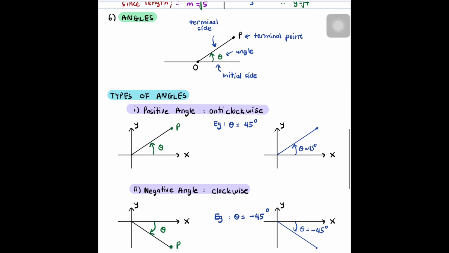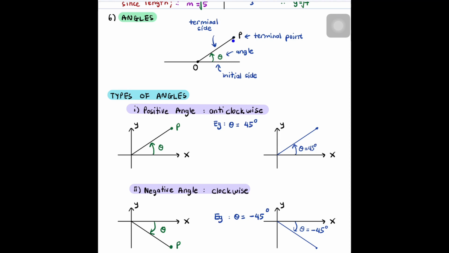Okay, the next one is the angles. How about the angles? How can you locate the angles? This side we call the initial side, which is your x-axis here. And then your angle always starts from the initial side. So let's say this is your angle, the green color here. And then the end point of the angle we call the terminal side.